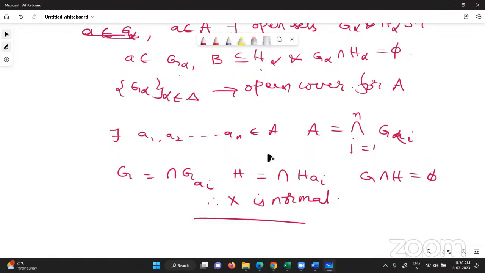For the next class, come prepared with the concepts. Have a clear idea about T1 space, T2 space, normal space, and regular space.